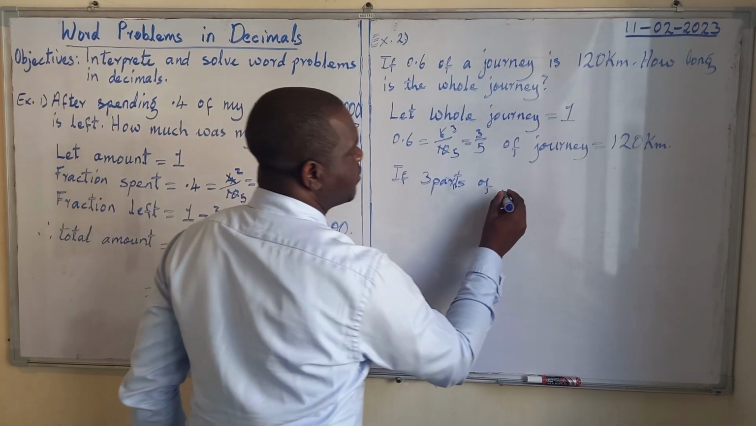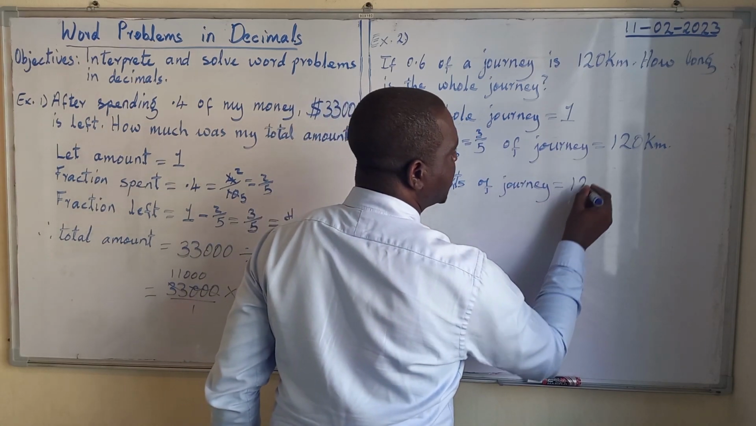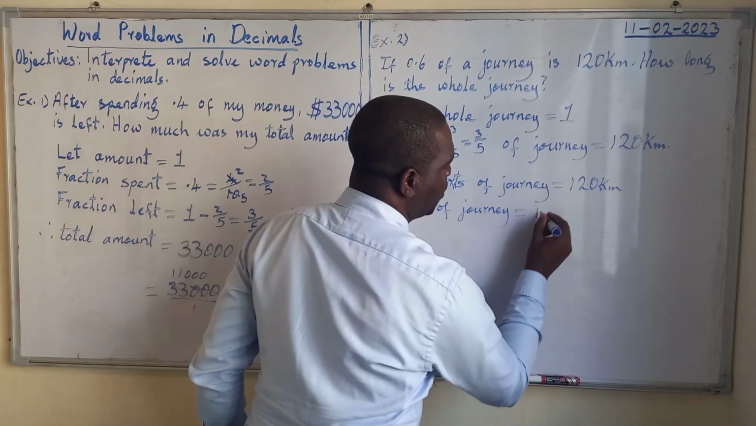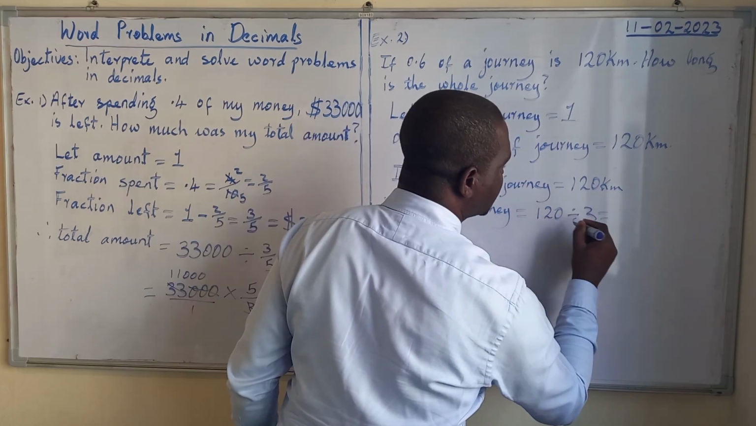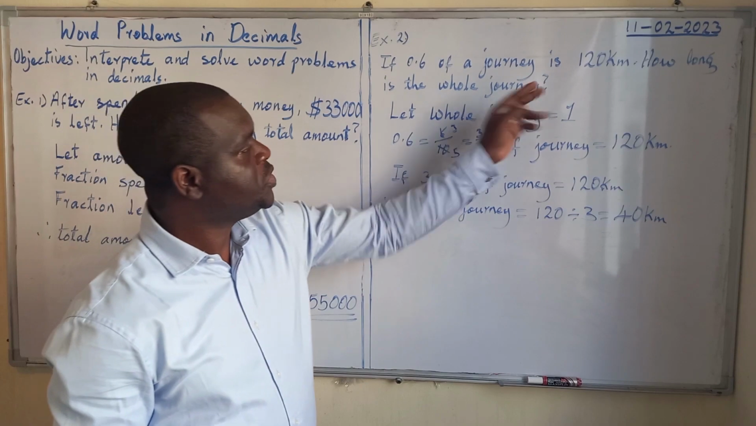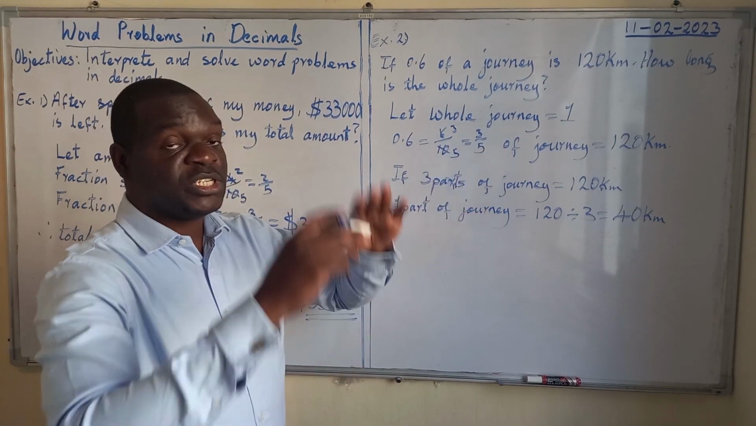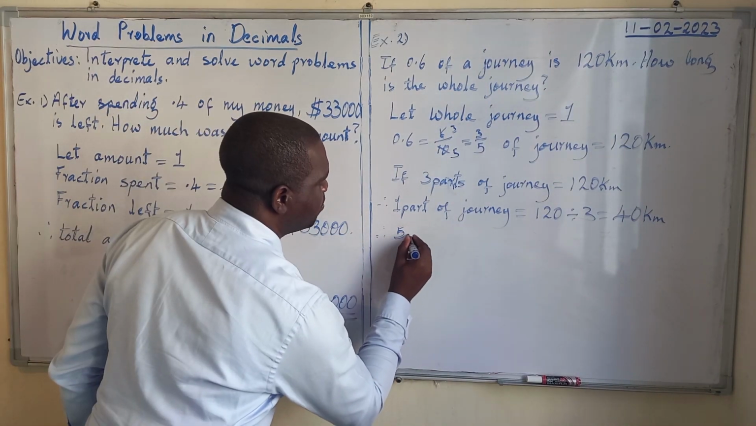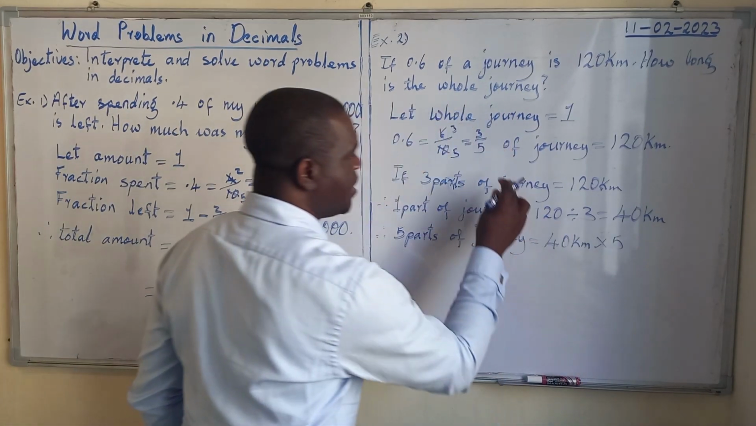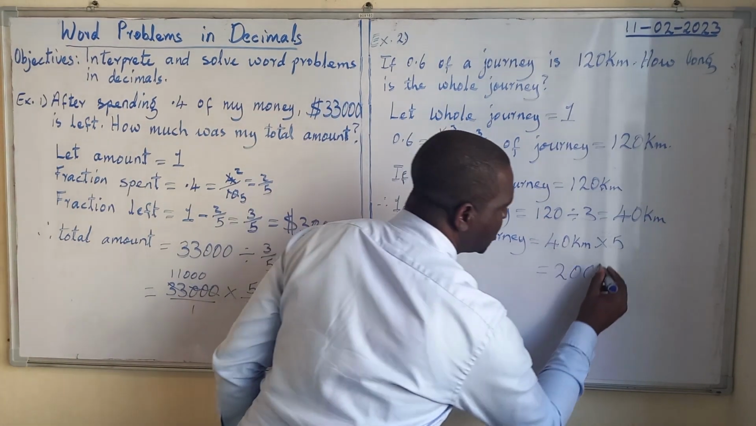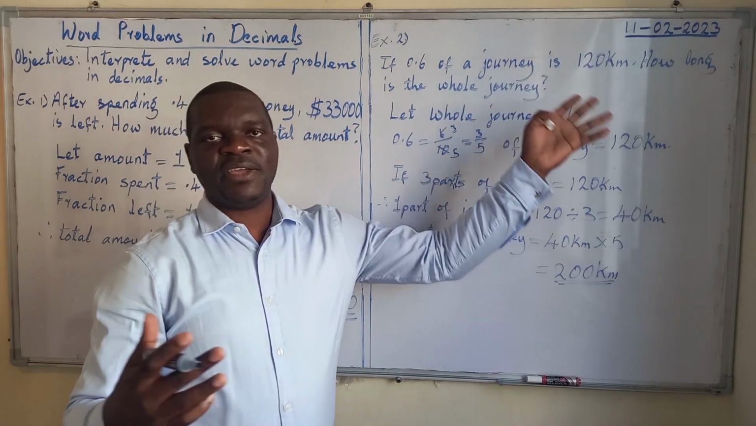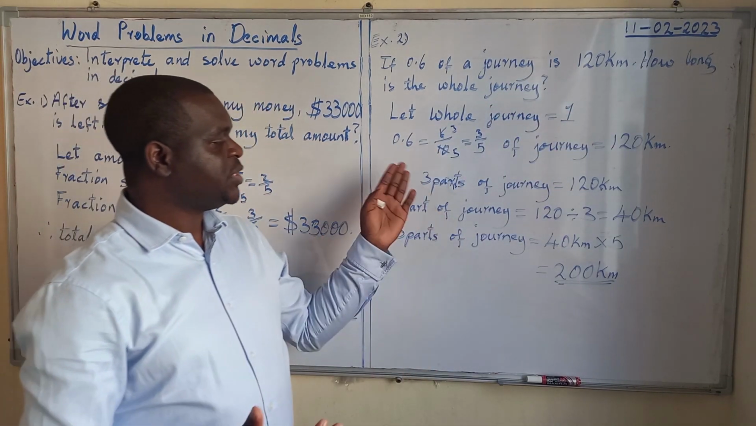If 3 parts of the journey or distance is equal to 120 kilometers, therefore 1 part of the journey will be equal to 120 divided by 3, which is going to give us 40 kilometers. So 1 part is 40 kilometers. But remember, they're asking us for the whole journey. So we can easily find 5 parts, which is the whole journey. Therefore, 5 parts of the journey will be equal to 40 kilometers times 5 parts, which is going to give us 200 kilometers. So this is how simple it can be if a fraction or a decimal of a journey or distance is given and you are asked to calculate the total journey.